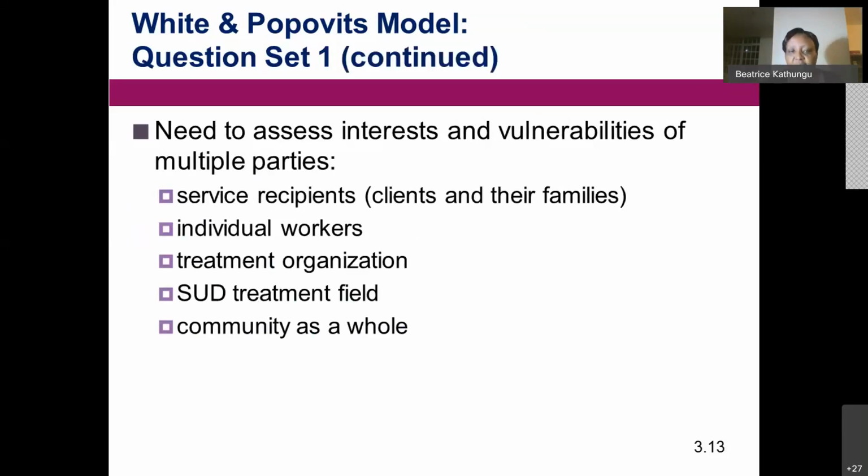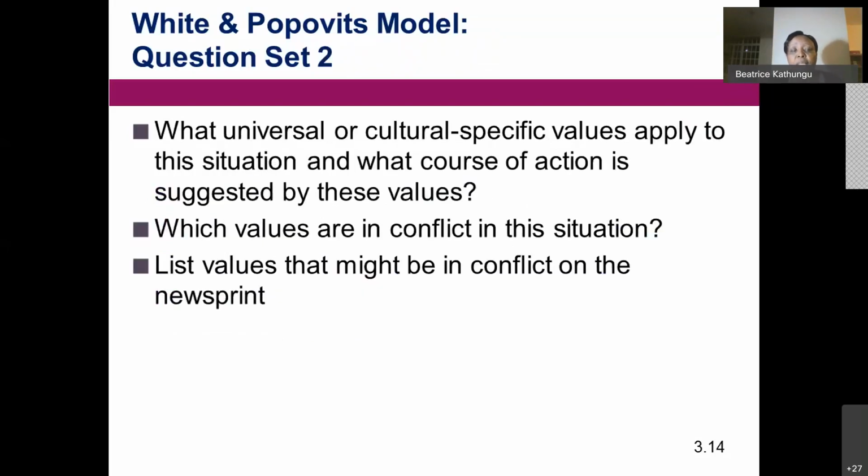Further, you need to assess the interests and vulnerabilities of multiple parties. Now, who are these multiple parties? They can be the clients and their families who are receiving our service. They can be the workers who work with us or for us. They can be the organization itself, the reputation of the organization. It can also be the field of SUD, and it can even be the entire community. So you think about who is at stake, who's vulnerable, whose interests are at risk in this situation, and you think about all those broadly. The second set of questions moves away from that and asks us to think about values.